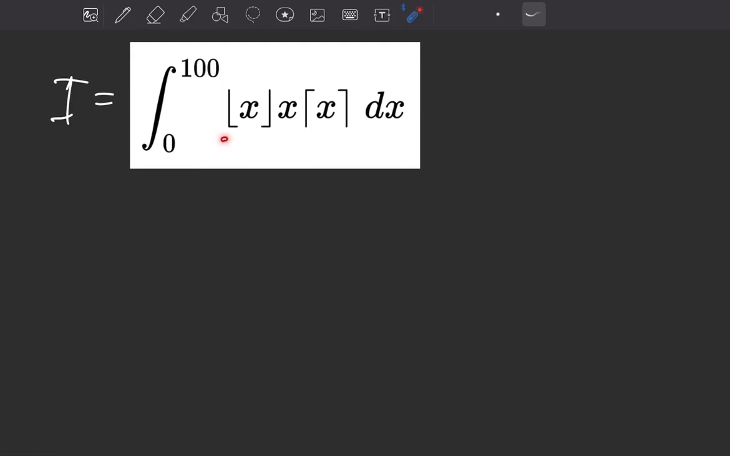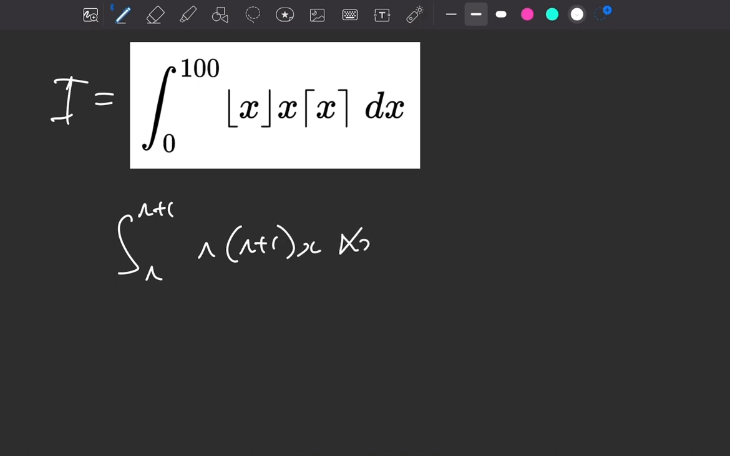Today, we're going to integrate floor of x multiplied by x multiplied by the ceiling of x from 0 to 100. So as always, with floor and ceiling functions, we'll integrate from one integer to the next integer. So what happens to our floor function? It will be the lower bound, just the n. The ceiling function will be the upper bound, i.e. n plus 1. And x itself will stay just as x.